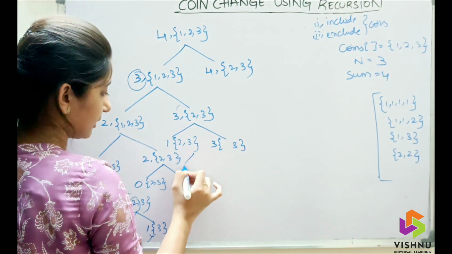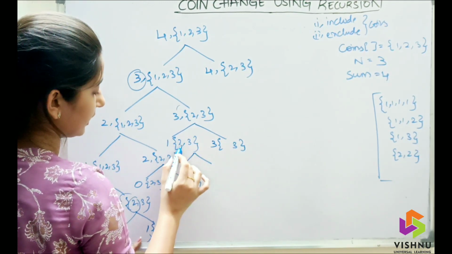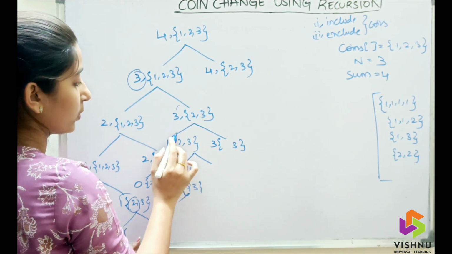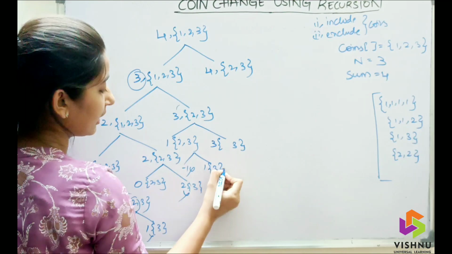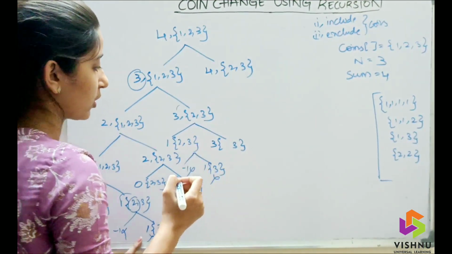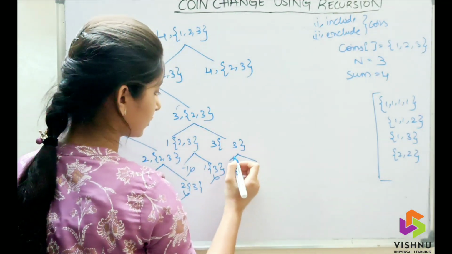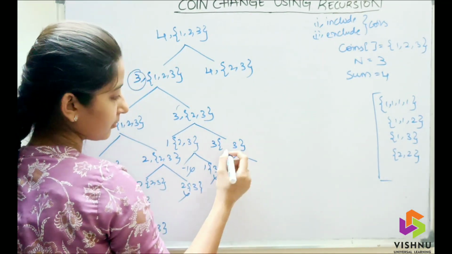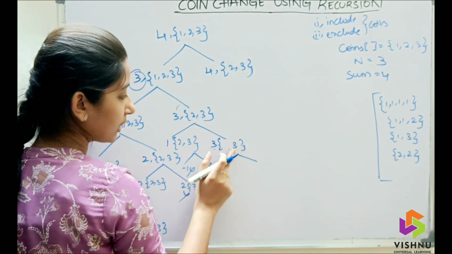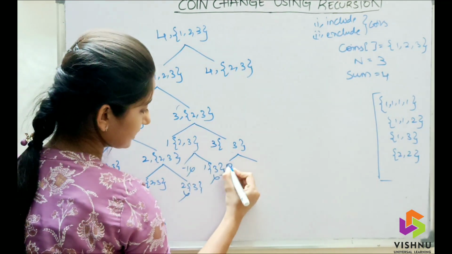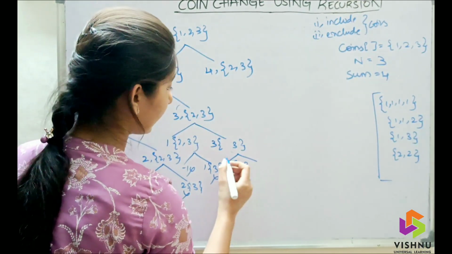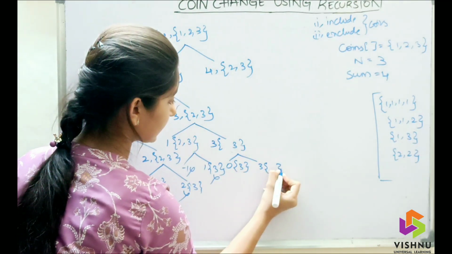Again in this case, when 2 is included here, the sum would become minus 1 and this case is also not possible. When 2 is excluded here, it is sum 3 with only a 3 valued coin, and we cannot make a sum 1 using 3 valued coins. So this case is also not possible. Here again we have 2 cases, that is to include 3 and to exclude 3. If we include 3, 3 minus 3 is 0. And if we exclude 3, we have a null set here.